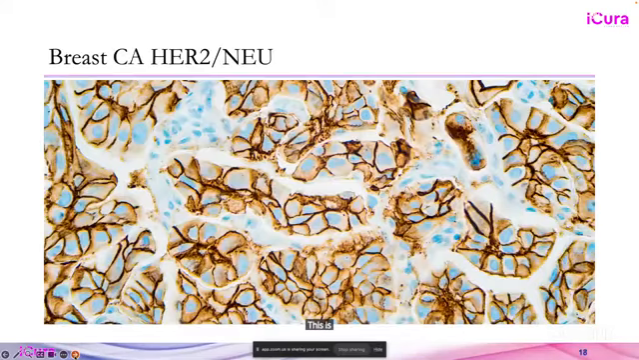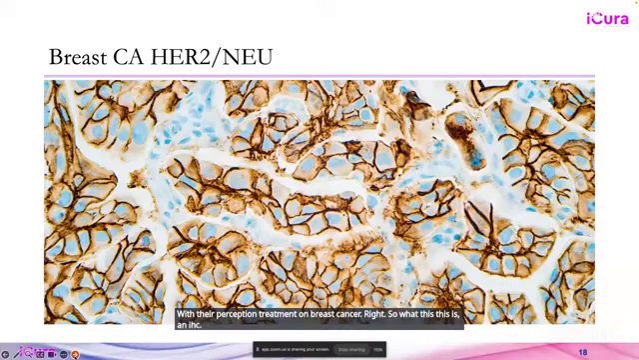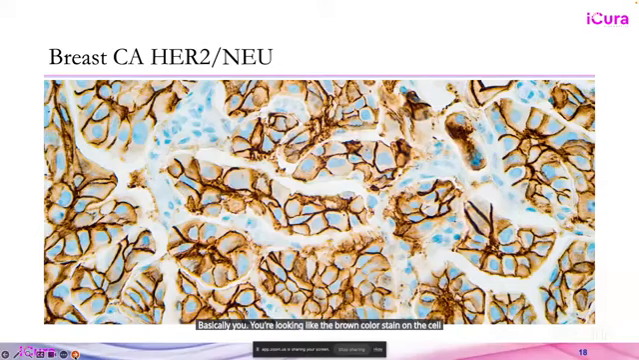This is HER2/neu. It's the companion diagnostic, first established by Roche with their Herceptin treatment on breast cancer, right? So this is an IHC. Basically, you're looking at the brown color stain on the cell membrane. Based on this, you give the breast cancer a HER2/neu score, meaning 1+, 2+, or 3+.